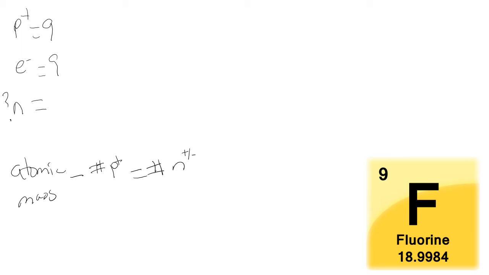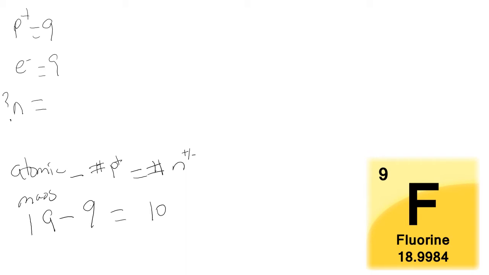Okay, so our atomic mass. Again, this is not our atomic mass. We need to find our atomic mass, which is there. Our atomic mass, we're just going to round it up, is 19. We're going to subtract the number of protons, which is 9, and that is equal to 10.